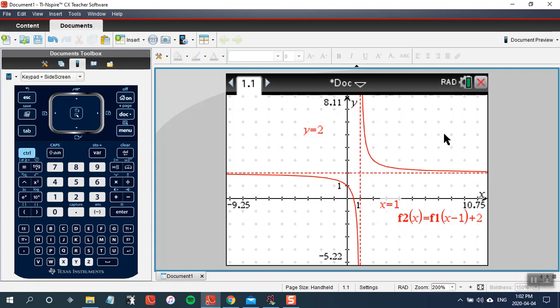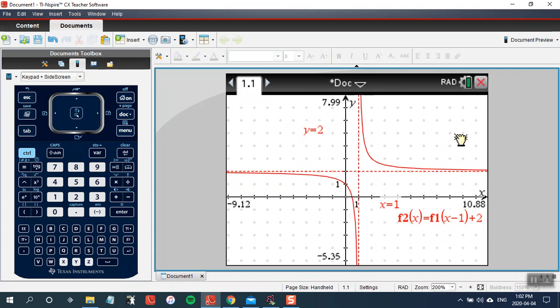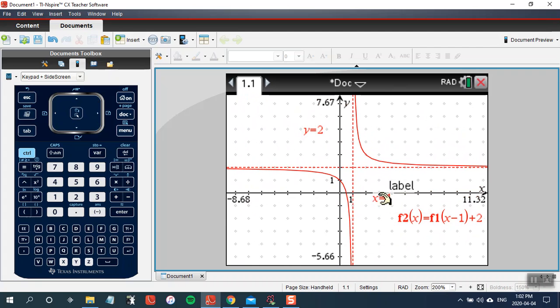There. And you can see now you can trace and move around and get a better idea of what's happening to your function as you go far left and far right. But I think that's pretty clear that we have a vertical asymptote at x equals 1. And note the equation of that asymptote is exactly x equals 1. And our horizontal asymptote has, of course, an equation of y equals 2 as labeled on our screen.